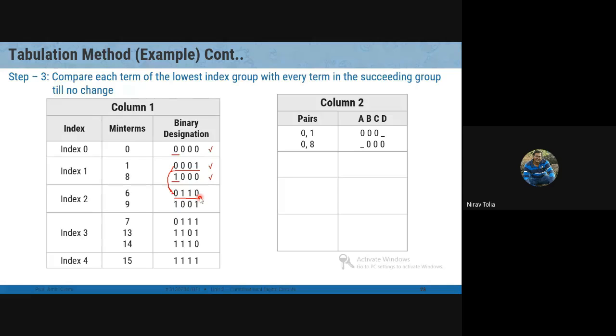What is the rule for a pair? The pair is only possible if the group is changing by only one bit. So 1 and 6 is not possible.